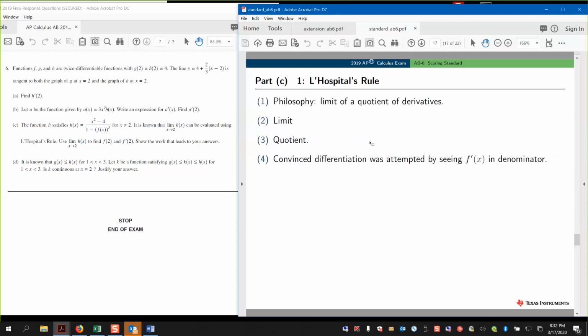So here's the philosophy behind scoring this point. We need to see a limit of a quotient of derivatives. And that means we need to see a limit, we need to see a quotient, and then we need to be convinced that there was differentiation, attempting to see a differentiation attempted, and we need to see f prime of x in the denominator.